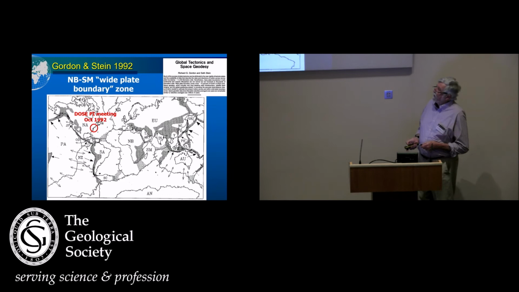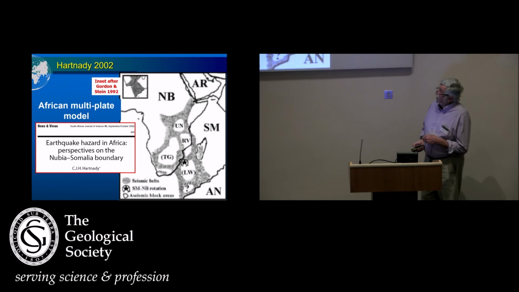We'll skip over that. The story is basically Jason Morgan had me gate crash at the Dynamics of the Solid Earth meeting. I think Richard Gordon probably remembers this, but here we have the wide plate boundary zone between Nubia and Somalia as represented in 1992. About a decade later, I revised that original pattern into something which I considered a pattern between aseismic blocks. This stands for Ukerewe Nyanza, otherwise known as the Victoria microplate, Rovuma, and something possibly over here, and these were indicated in brackets, the Lwandle and Transgaric plates. So that's the situation as it evolved.